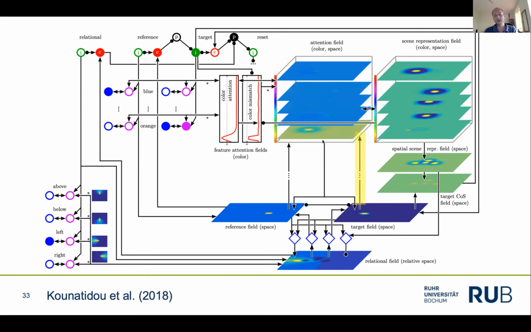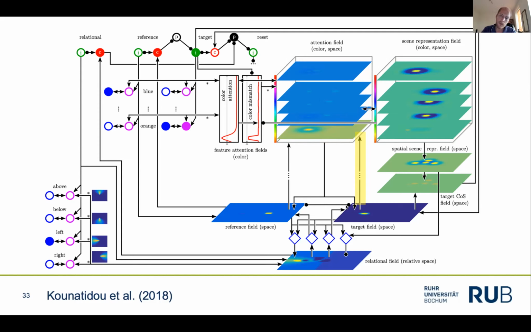Now, what's new is that we need a way to create new peaks in the scene representation. And the way we achieve this is by having a backwards projection from the attention field to the scene representation field, so that whatever peak we might create in the attention field is then stored in the scene representation field. So if we want to add a yellow object at that location, we induce a peak in the attention field here, and through the excitatory projections to the scene representation field, it causes the peak to be stored there.